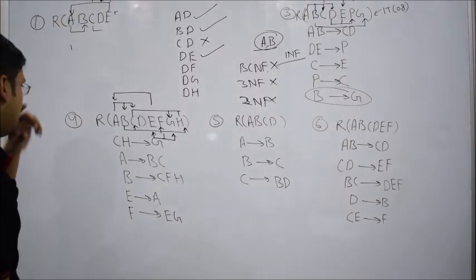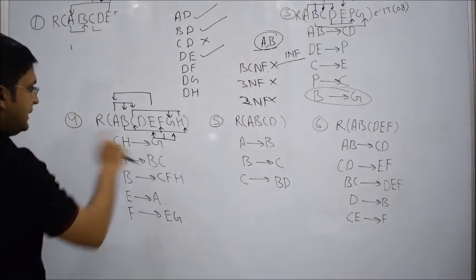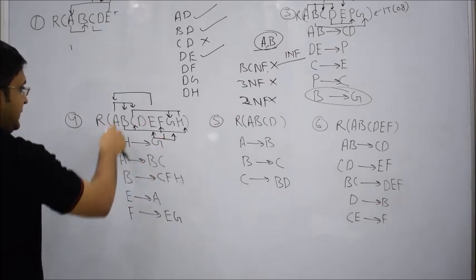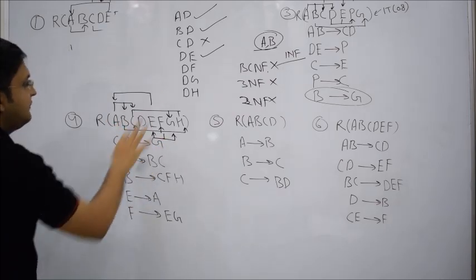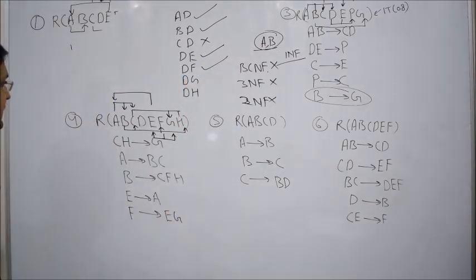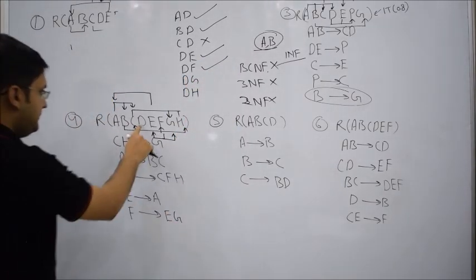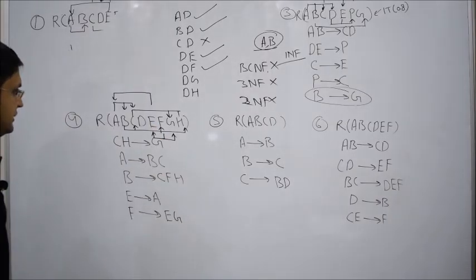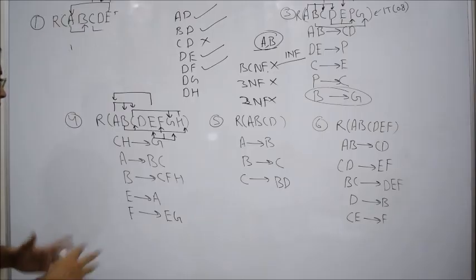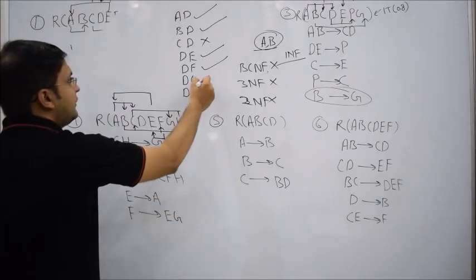Now what about DF? You see, from F I can find E and G, and then from E I find A, from A I find BC, and from B I find everything. It means DF is also a candidate key. Now what about DG? From D and G, G itself does not find anything, because G has an incoming edge, not an outgoing edge, so it is not a key.